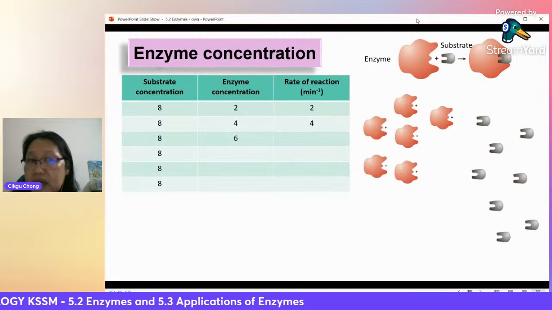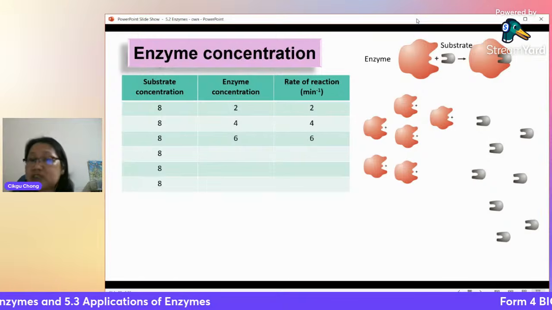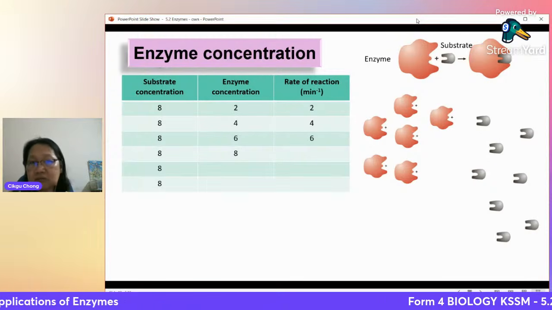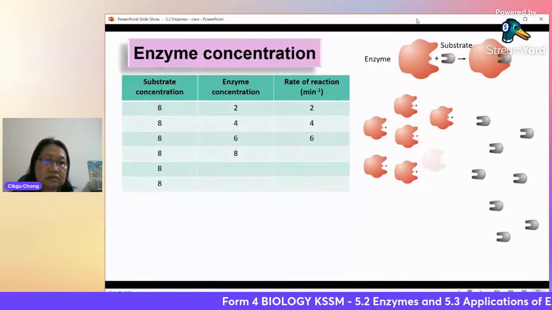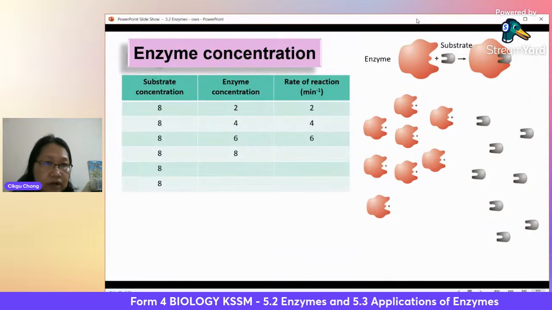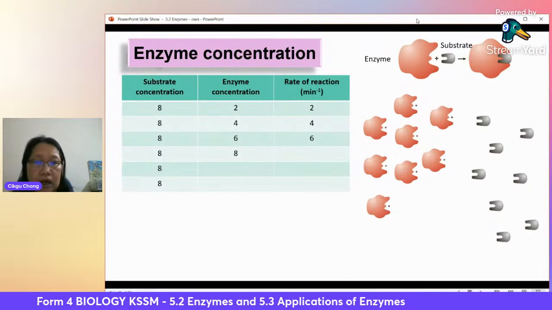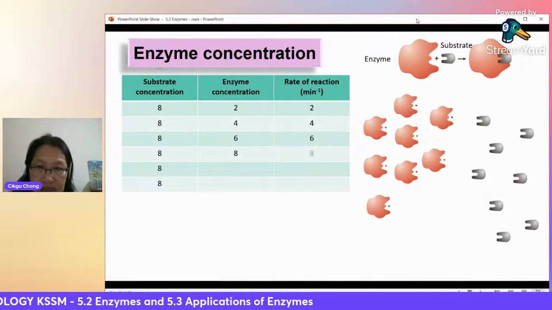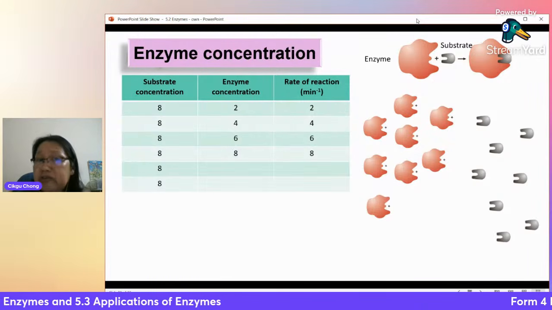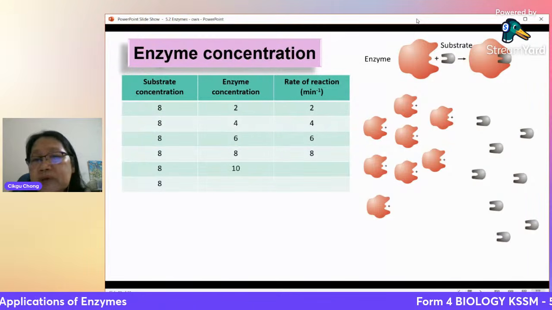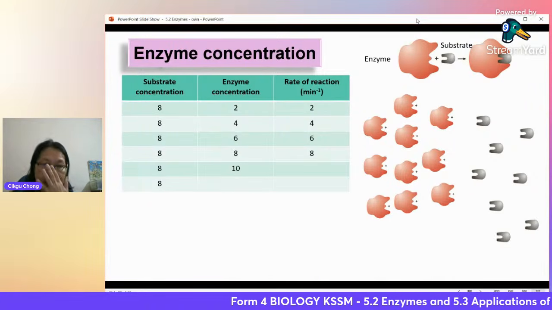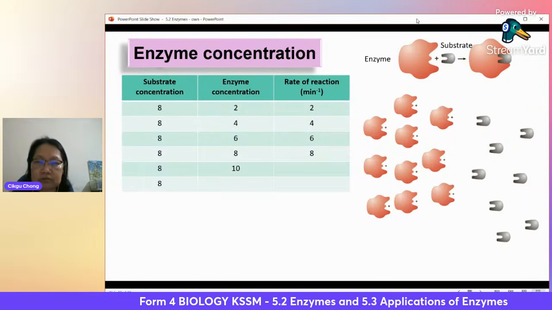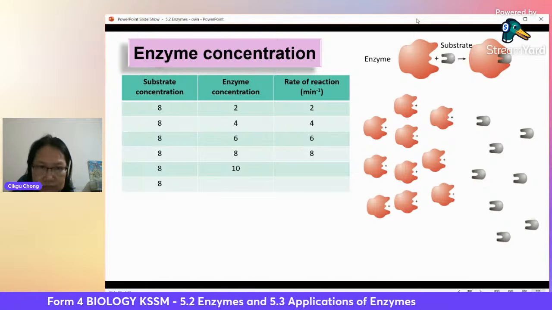So continue, I increase to 6. My rate of reaction is also 6 because I got 8 substrate. Now I increase it to 8 molecules of enzyme. My substrate is 8. All 8 can take part. My rate of reaction is 8. What happens if I keep on adding enzymes? I put another 2 more, I get 10. What is my rate of reaction now? Matthew, what is my rate of reaction now?